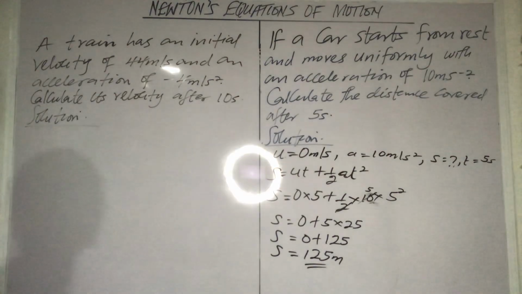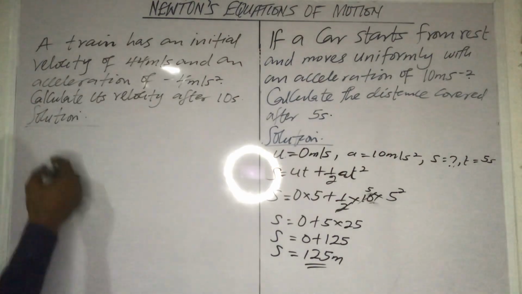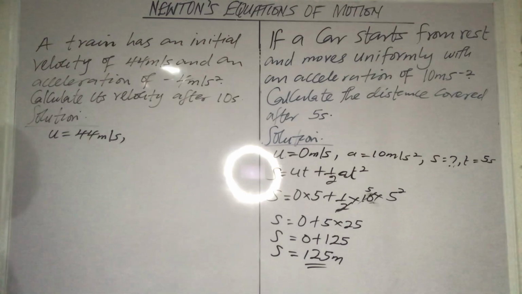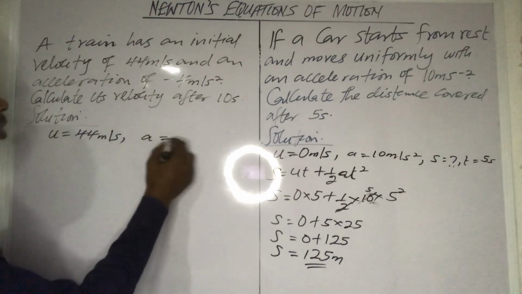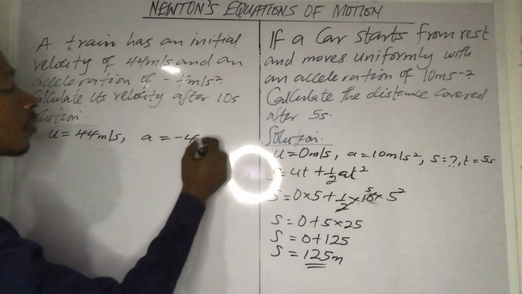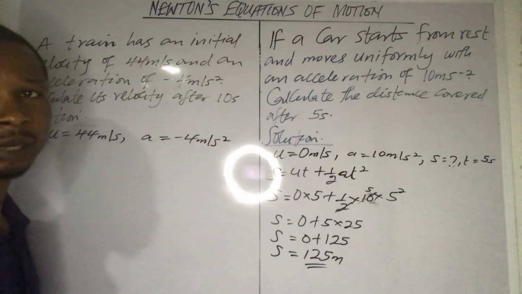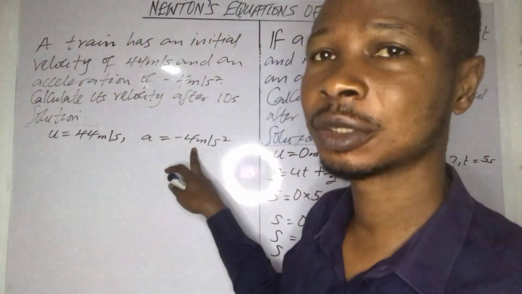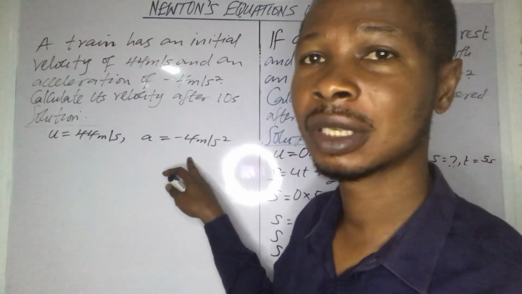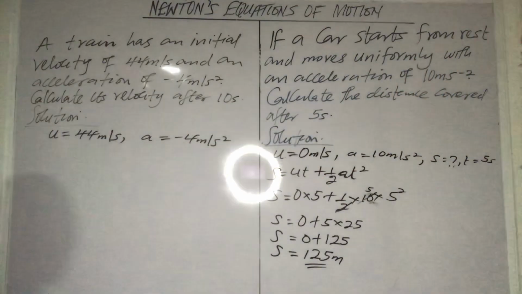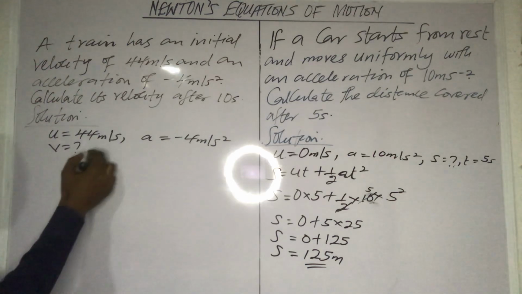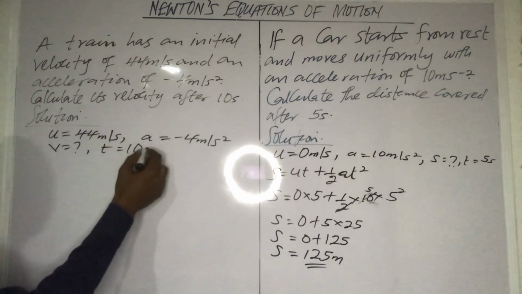A train has an initial velocity of 44 meters per second. In that case, you have u, initial velocity, is 44 meters per second. An acceleration of minus 4 meters per square second, that's retardation, still represented by a, is minus 4 meters per square second. That means the body is coming to a rest. That's why you have retardation, negative acceleration, and that is minus 4 meters per square second. Calculate its velocity after 10 seconds. So I'm looking for v now. Final velocity is the question. Then t is 10 seconds.